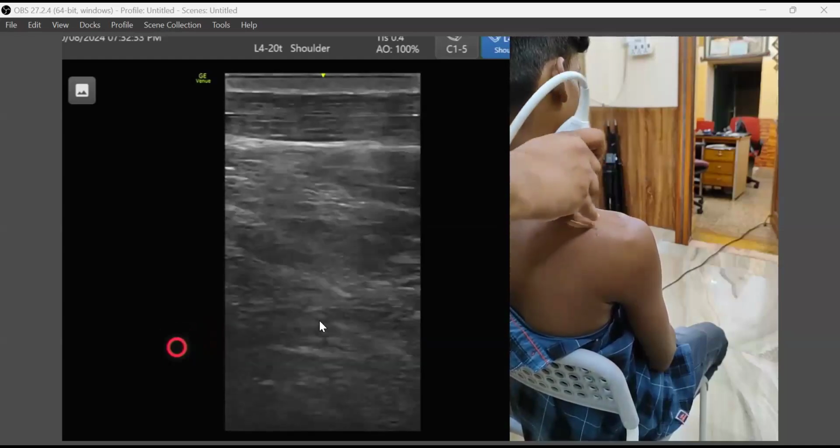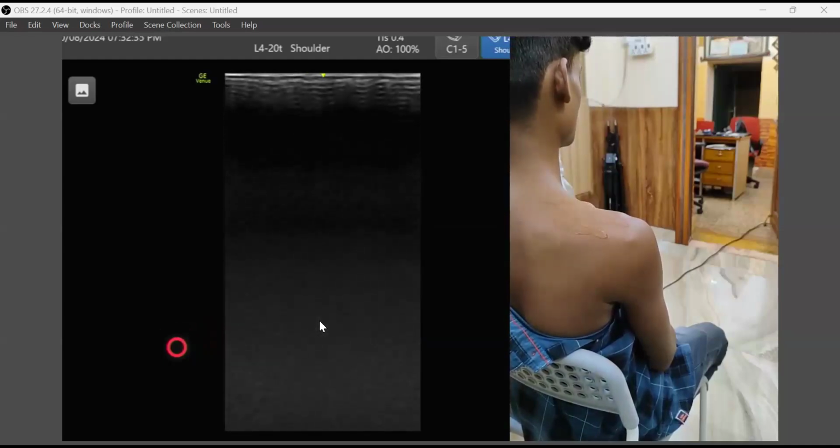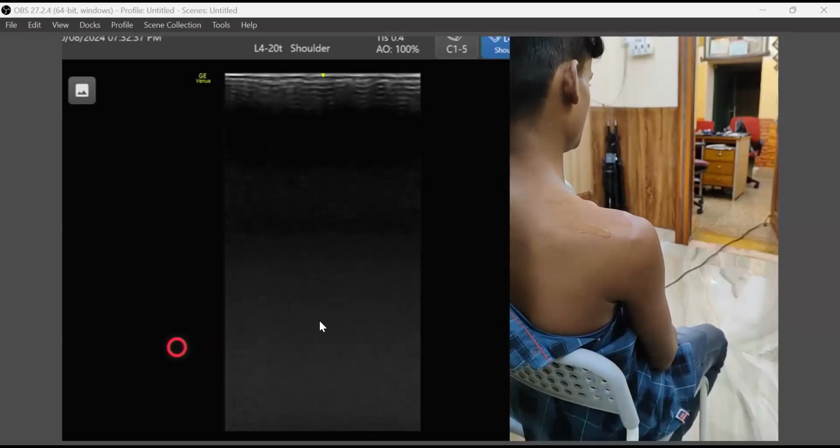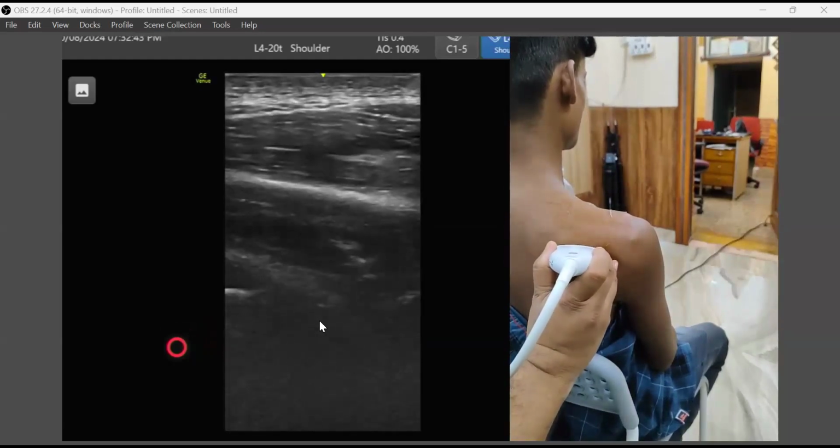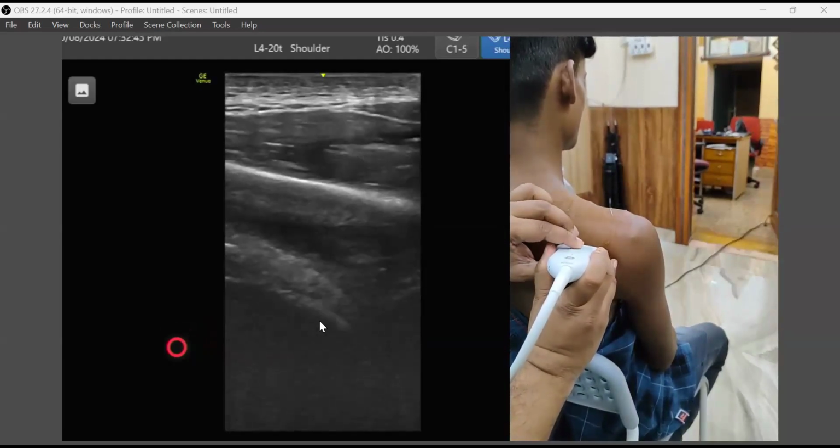Now we can start following the infraspinatus. So let's go slightly down to see the infraspinatus. I am reducing the depth.